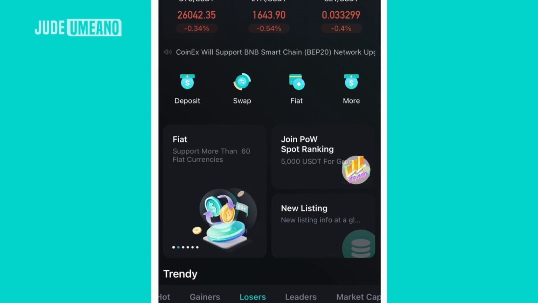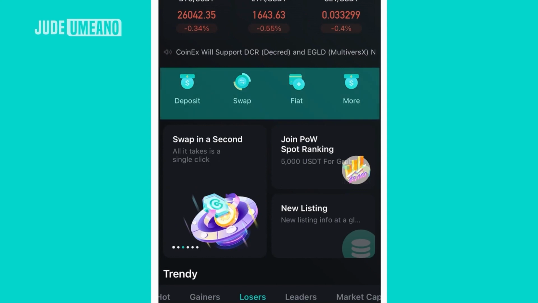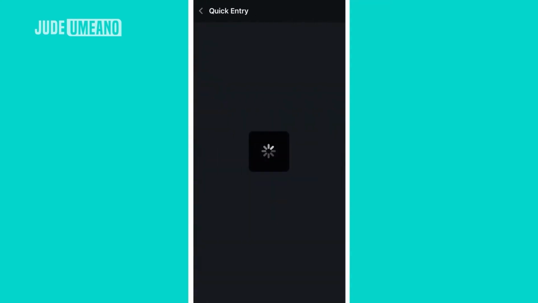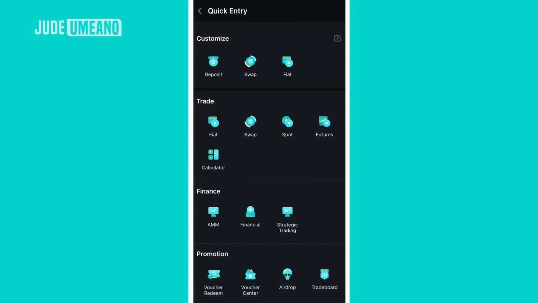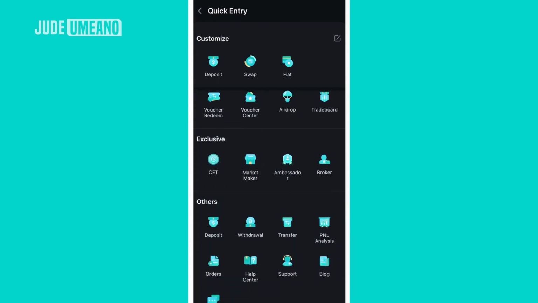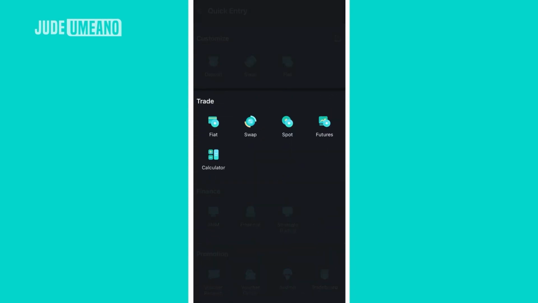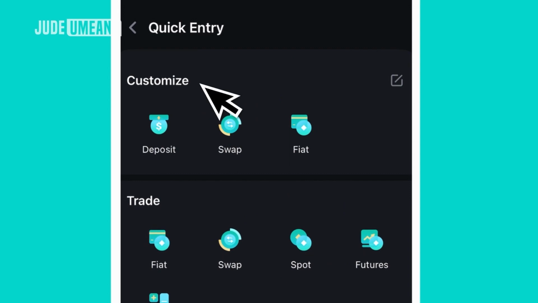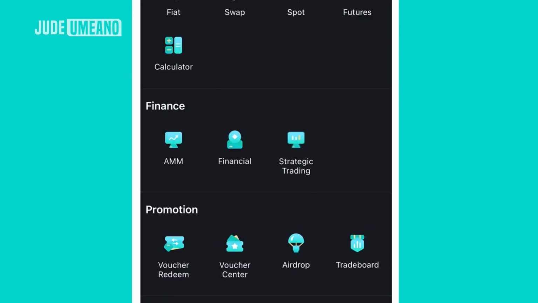And if you look at this section where you have deposit, swap, fiat, and more, let me click on more. When you do that, you see everything that CoinEX has to offer. You see the trade section, fiat, swap, spot, futures, calculator, finance, AMM, financial, strategic trading, promotions, exclusive, and orders. Now, this customized section here, what you interact with more, you can actually add it to this section.